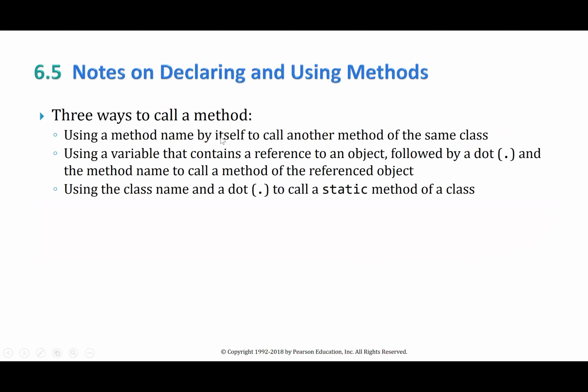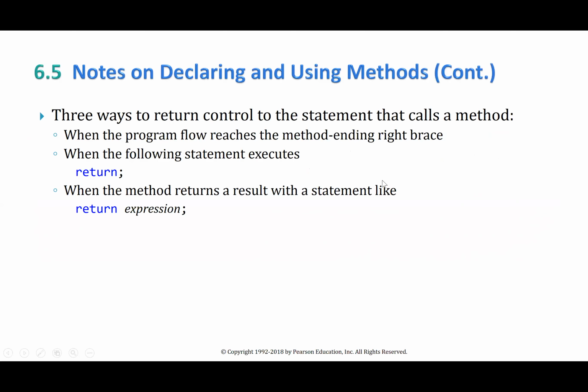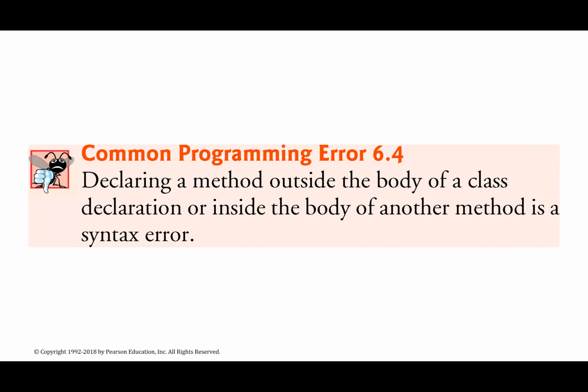Okay, if you use a method name by itself, it's because that method was in the same class. In my methods in a nutshell, I talked to you about that. Okay, if it's in a different class, you've got 2 choices. If it's static, you use className.method. If it's not static, you use object.method as you go through and do that. 3 ways to return control to a statement. Okay, when the program flow ends with a return or with return a value when you go through and do that. All right, so 3 different ways, and we're going to look at those in real detail as we go on.